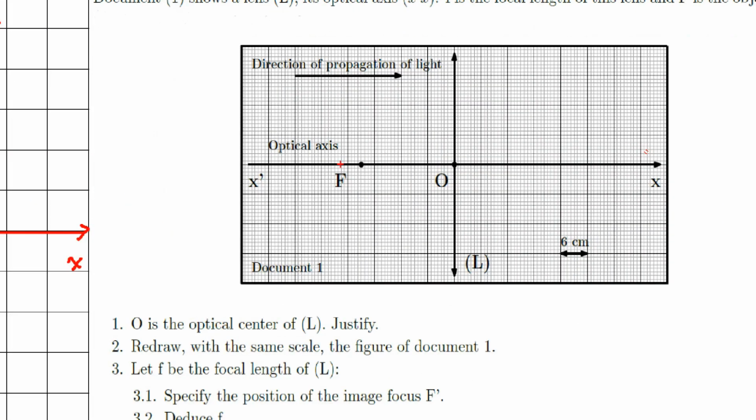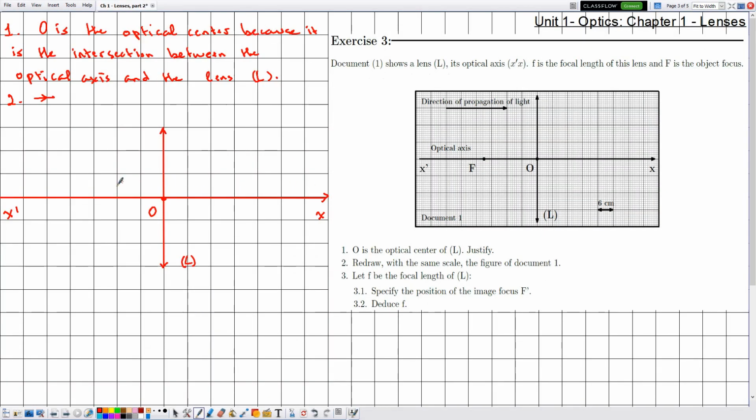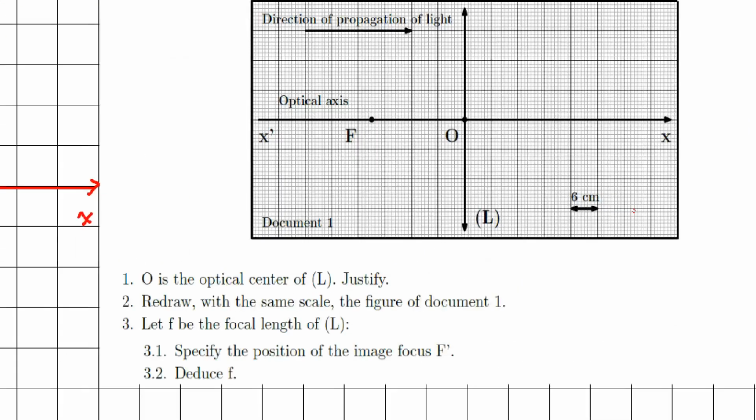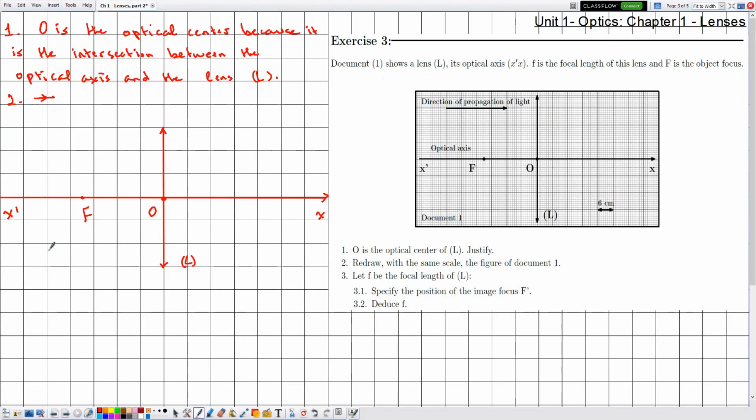Now the object focus F is located 1, 2, 3, 3.5 divisions in front of the lens. So 1, 2, 3, 3.5. This is the position of the object focus F. And the scale along the x-axis is given by 6 centimeters. So this is it for part 2. Now we have reached part 3.